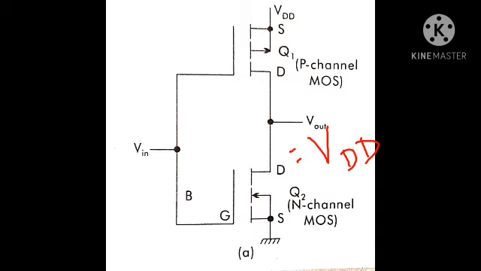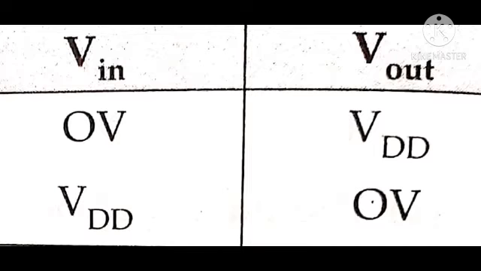Now at this moment, if we look at the truth table, you can see here when the input voltage is 0 volt, the output voltage is plus VDD. That is, it is actually inverting the input voltage depending on the performance of the two transistors Q1 and Q2. And if we see the second case, when the input voltage is equal to plus VDD, that is high voltage, then the output voltage will obviously be 0 volt, that is the low state, also depending on the performance of the two transistors.